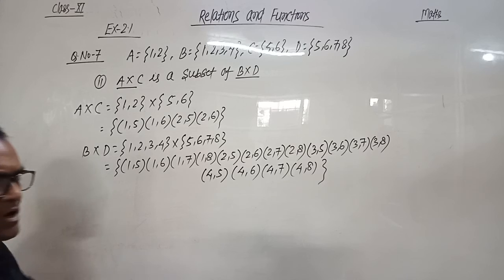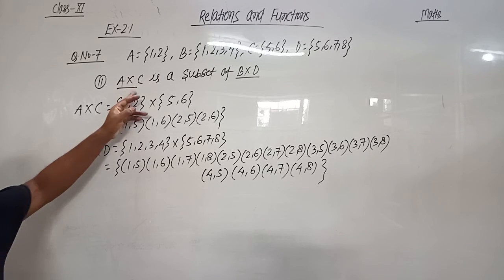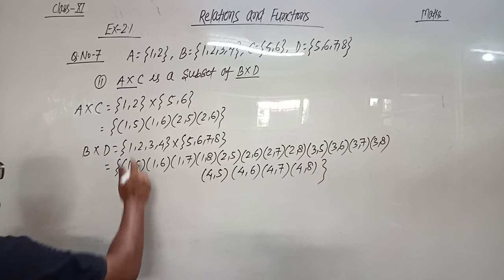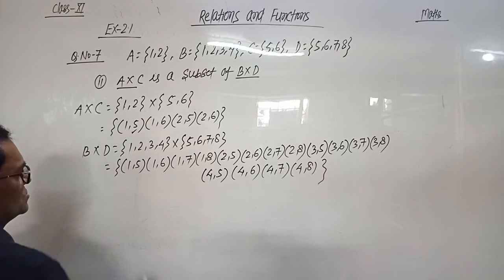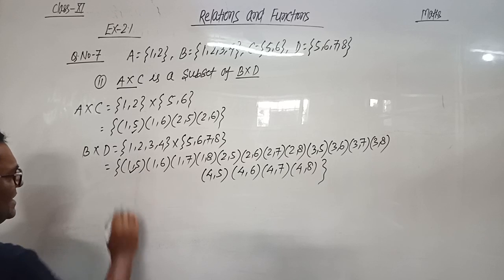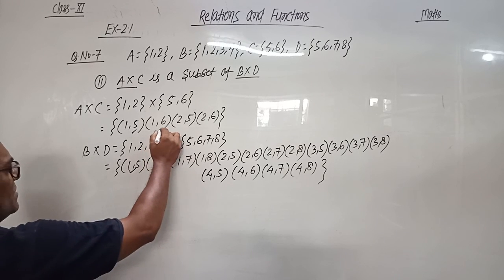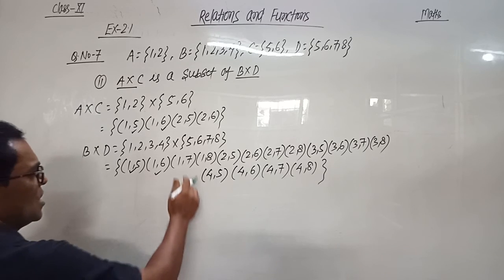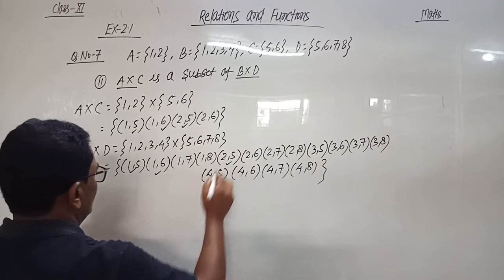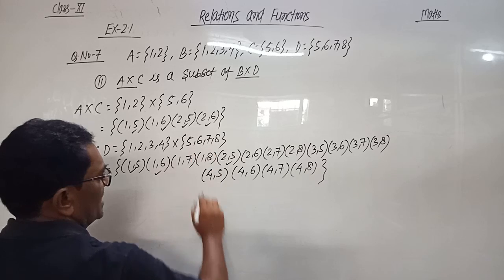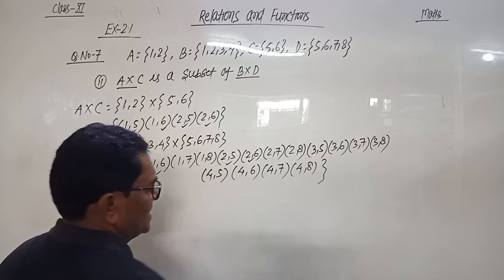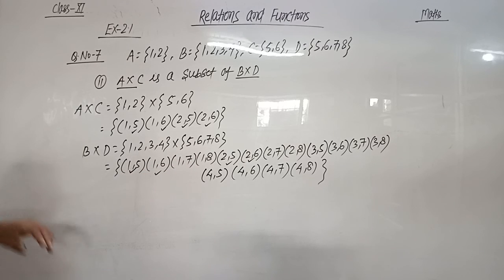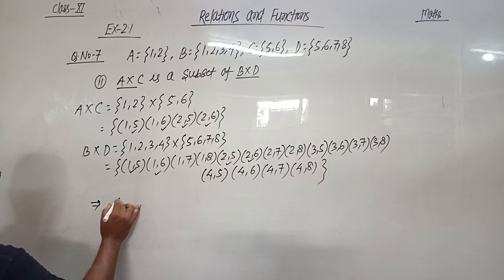This is B cross D, and we have to show that A cross C is a subset of B cross D. So let us see 1 comma 5. 1 comma 5 is available in B cross D. 1 comma 6 is also present in B cross D. 2 comma 5 is also present, and 2 comma 6 is also available in B cross D. So we can say that A cross C is a subset of B cross D.